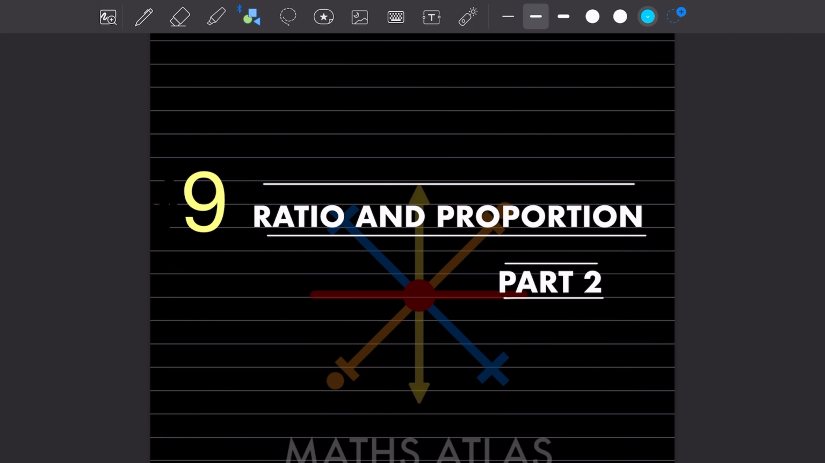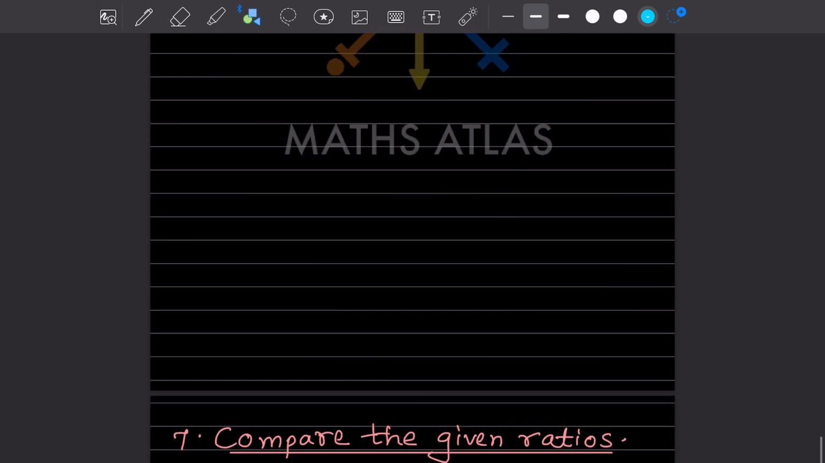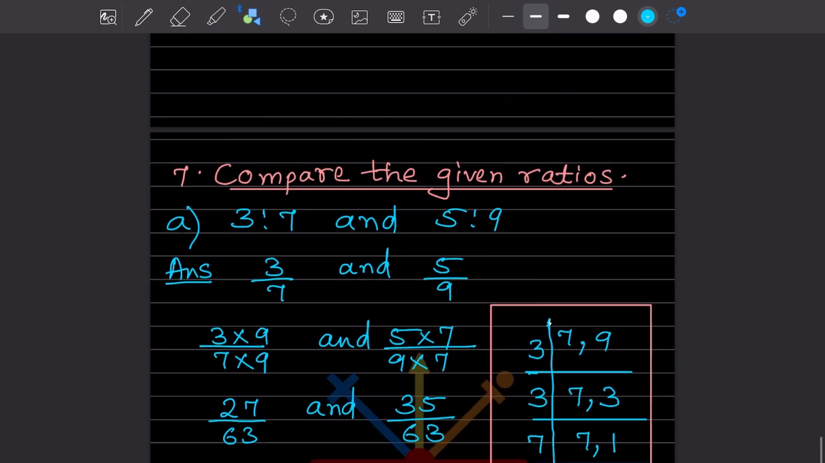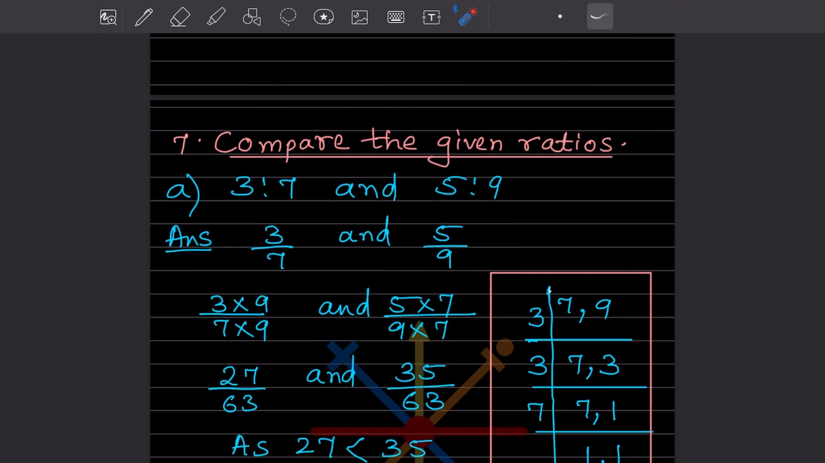So this is the second part of the same chapter, that is ratio and proportion. We have already done some part of exercise 9.1, the 6 questions. So let us go for the next question, question number 7. Here it says that we have to compare the given ratios. These are the given ratios and we have to compare them.